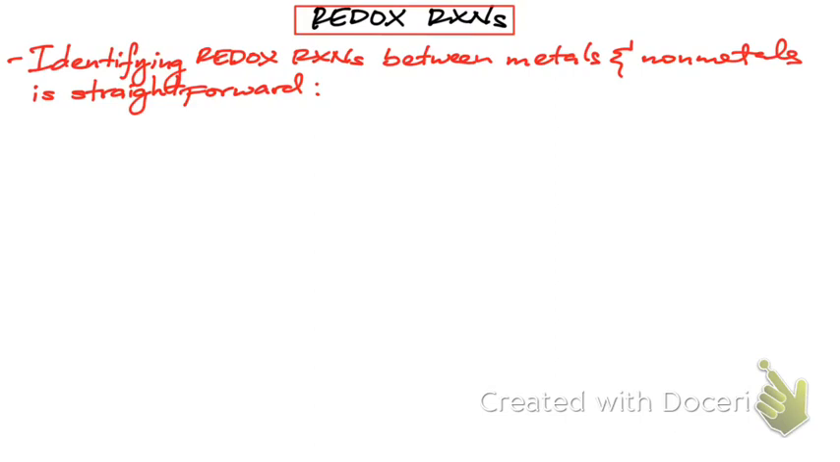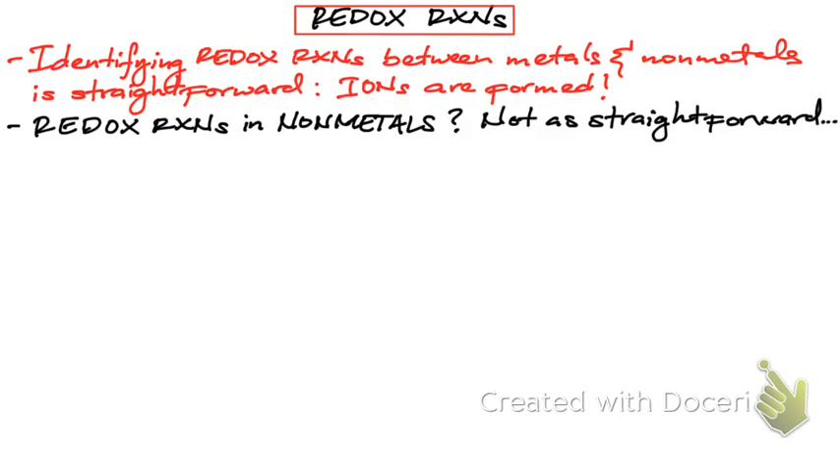So identifying a redox reaction between metals and/or non-metals is actually pretty straightforward. It's pretty simple. When you see an ion that was formed, a solid metal turning into an ion, that means there's a redox reaction that occurred. Or if you have ions that turn into a solid, the reverse reaction, then you would have a redox reaction. However, for non-metals only, it's a little bit tricky. It's not as straightforward as it is for metals.